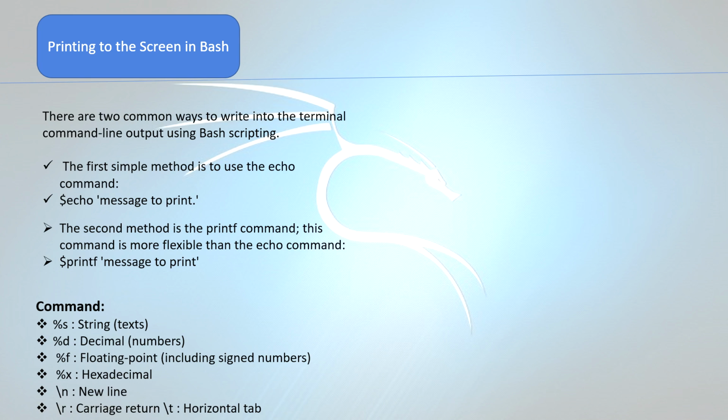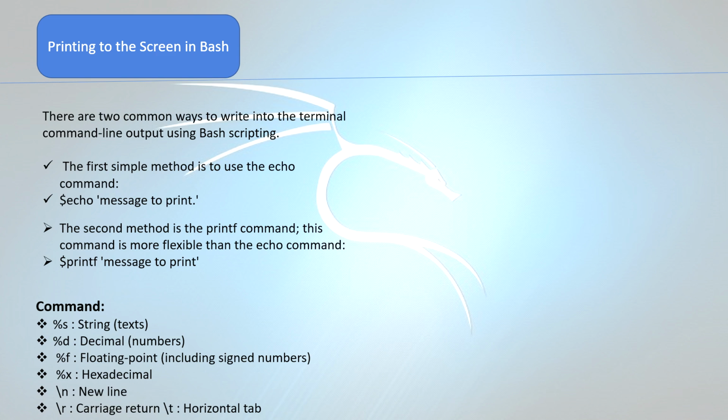First, printing to the screen in bash. There are two common ways to write to the terminal command line output using a bash script. The first, simple method is to use the echo command: echo message to friend. The second method is the printf command.